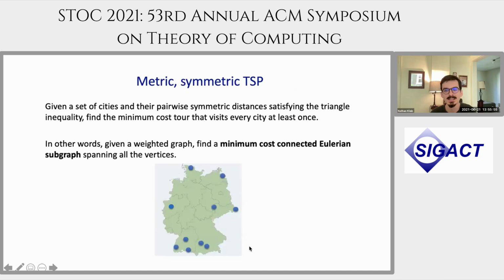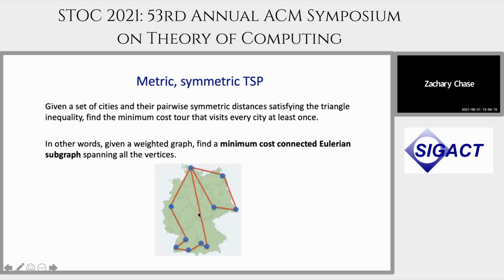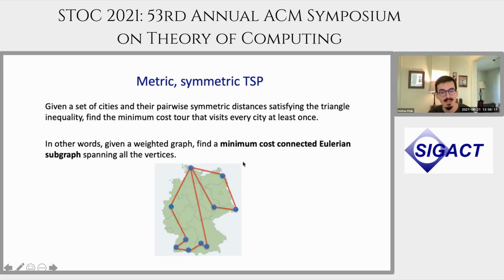So in metric TSP, you're given as input a list of cities and their pairwise symmetric distances, which form a metric. And the goal is to find the minimum cost tour, which visits every city at least once. And this can either be phrased as finding the minimum cost Hamiltonian cycle, so like this, or as finding a minimum cost connected Eulerian subgraph, so like this. And these formulations are actually the same under the triangle inequality. And I'll work with this second formulation. So our problem is we're given a weighted graph, and we want to find a cheap collection of edges which connects the graph and gives every vertex even degree.